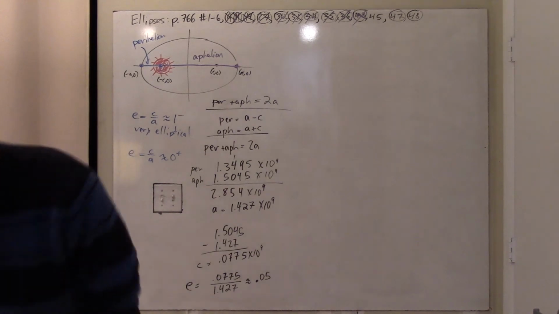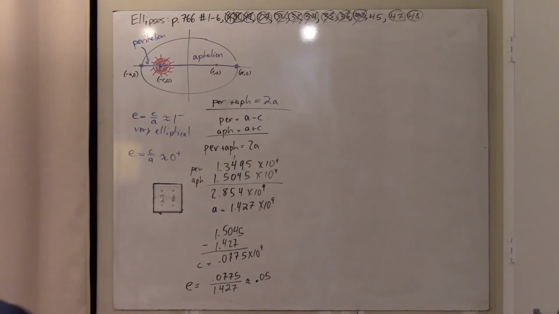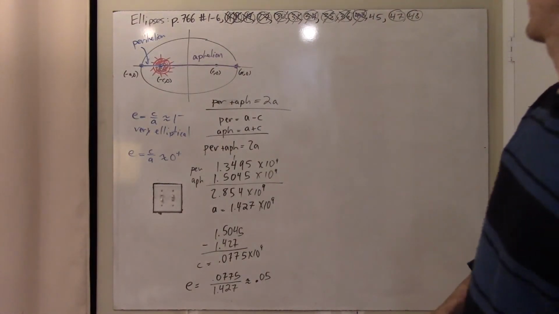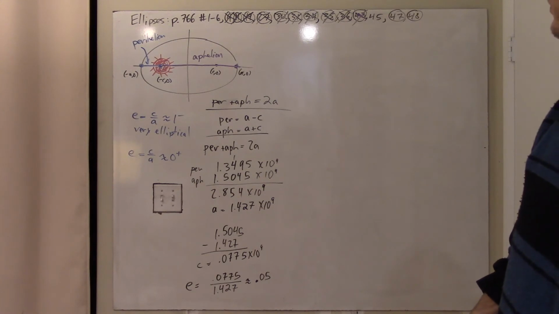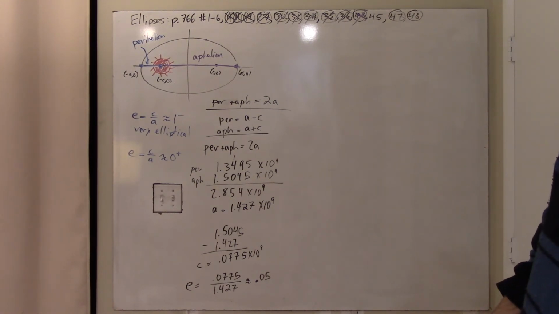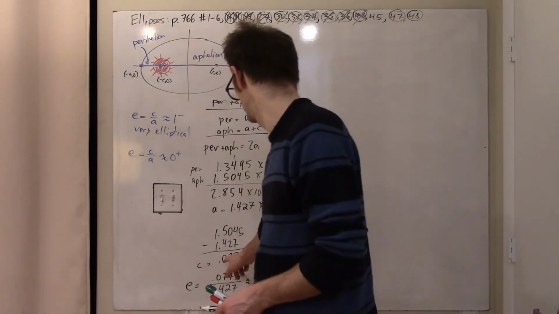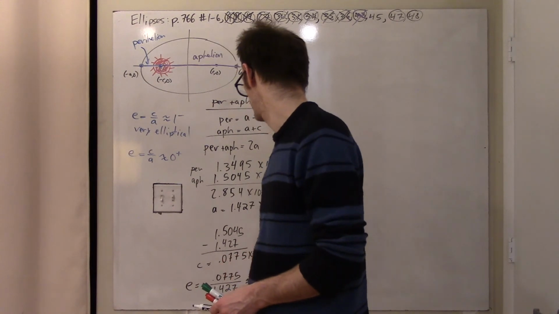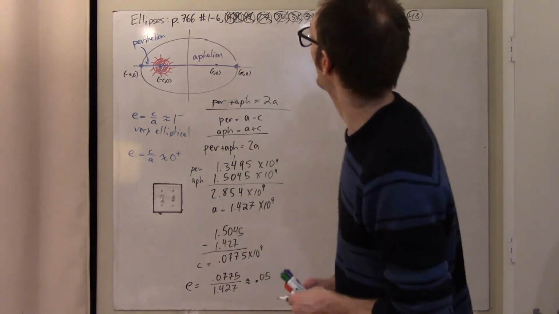1.5045. I don't know. That was good enough. 1.5045 minus 1.427. It's a little bit embarrassing if I did my subtraction wrong. Borrow 4, 10, 9 minus 2, 7. Oh, should that be a 1? No, I think it's right. I don't know. Okay, good.